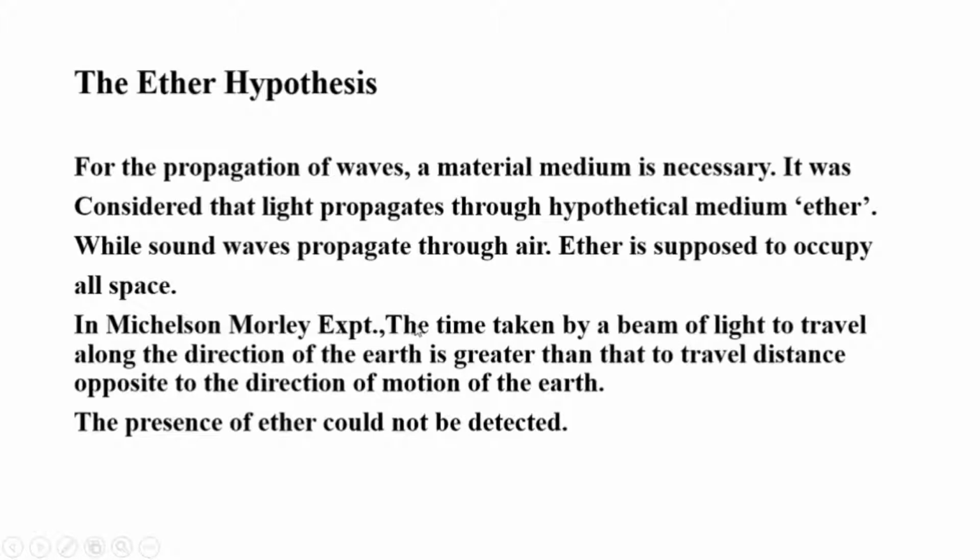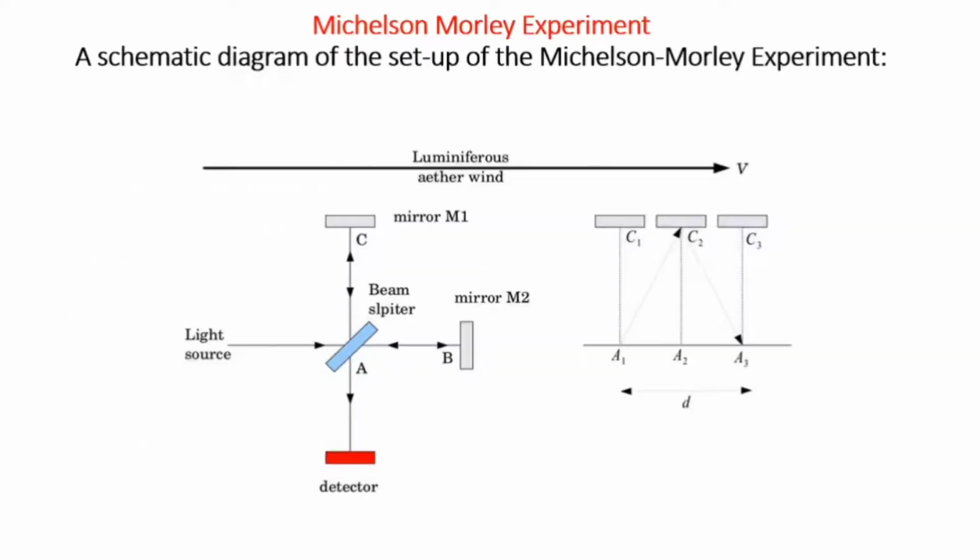In the Michelson-Morley experiment, the time taken by a beam of light to travel along the direction of the earth is greater than that to travel opposite to the direction of the motion of the earth. The presence of ether could not be detected. In order to have the actual study of this, the time taken by a beam of light to travel along the direction of the earth is greater than the time taken by the beam of light to travel the distance opposite to the direction of the motion of the earth. This is the ether hypothesis.